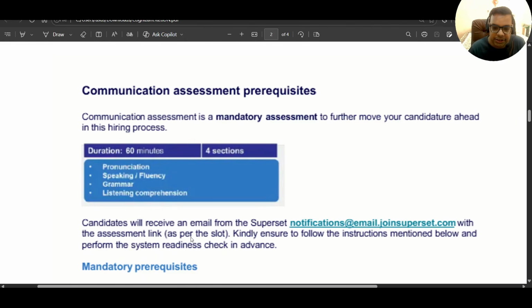Talking about the communication assessment, generally it is divided into a total of four parts. The first part they have mentioned is pronunciation, the second is speaking fluency, then grammar, and listening comprehension. Let's discuss the first one, the pronunciation. What is this pronunciation?